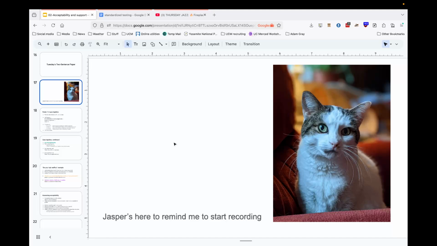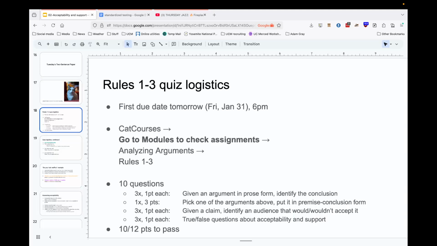Okay, I am recording. So, first, I wanted to go over the logistics for the quiz on these first three rules, the stuff we've been doing these first couple of weeks. The first due date for that quiz is tomorrow evening, Friday, January 31st at 6 p.m. You can turn it in a little bit after 6, but I don't like to really set the deadline to like midnight so much because I want to encourage you to enjoy your Friday evenings and relax a little bit and not just work on schoolwork.